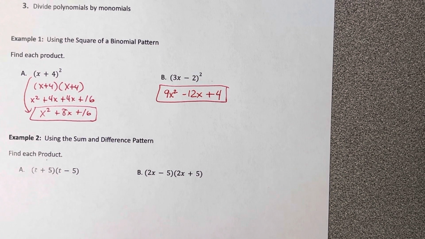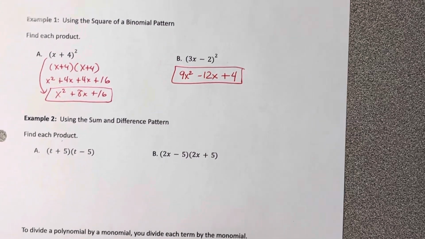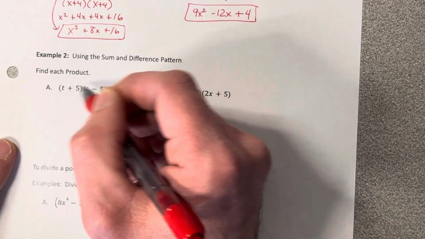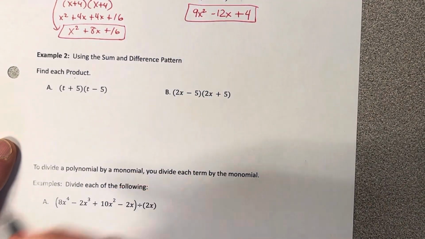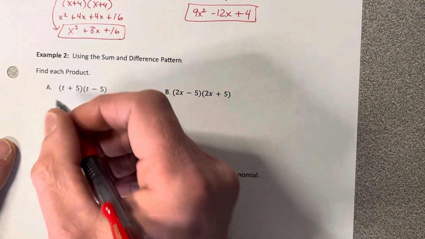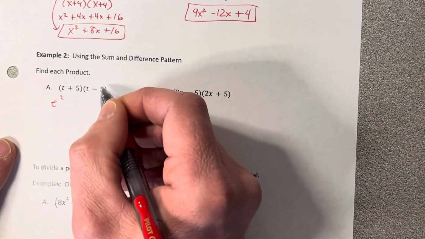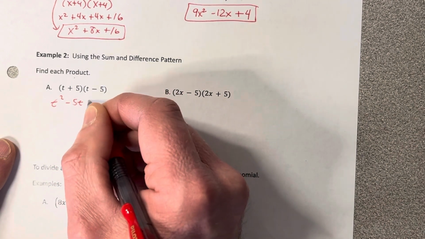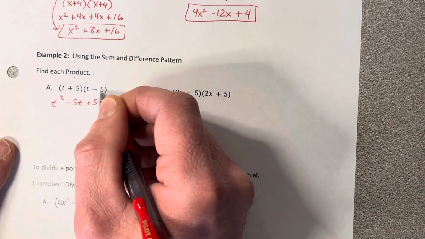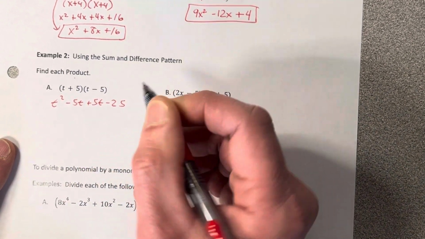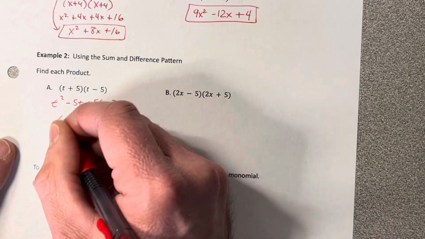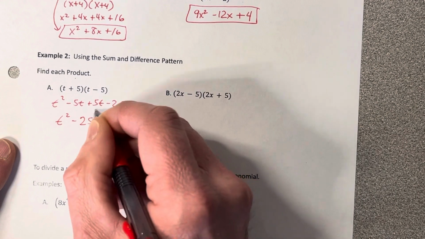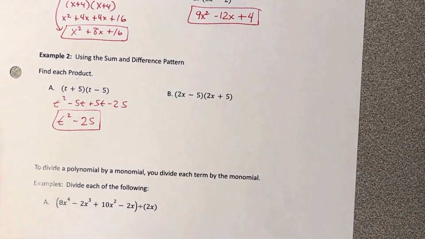All right, so let's move on to the other pattern. I'm going to start out just by doing it by distributing, and then we'll talk about what the pattern is. So t times t is t squared, t times negative 5 is negative 5t. Then we switch to the 5 and distribute it: 5t, negative 25. But check this out, when you combine like terms, the 5t's go away, and you're left with a binomial, which is kind of interesting.